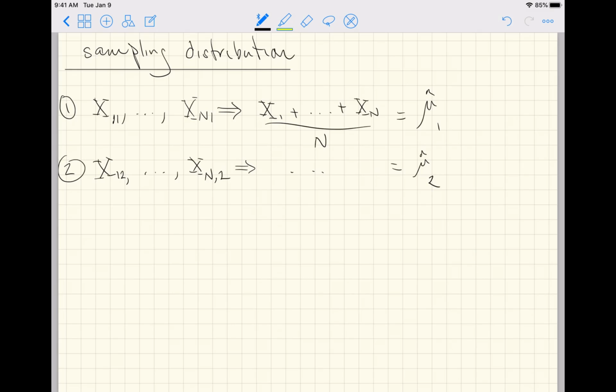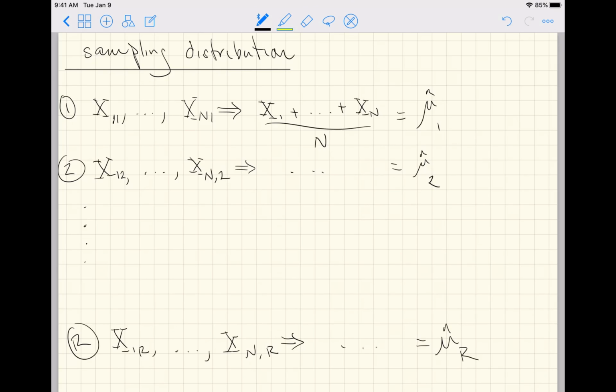And theoretically, this could happen, let's say capital R times, where somebody could theoretically go out there and get the first random variable of the rth sample and all the way up to the nth random variable of the rth sample. And from this, you could calculate the rth sample mean.